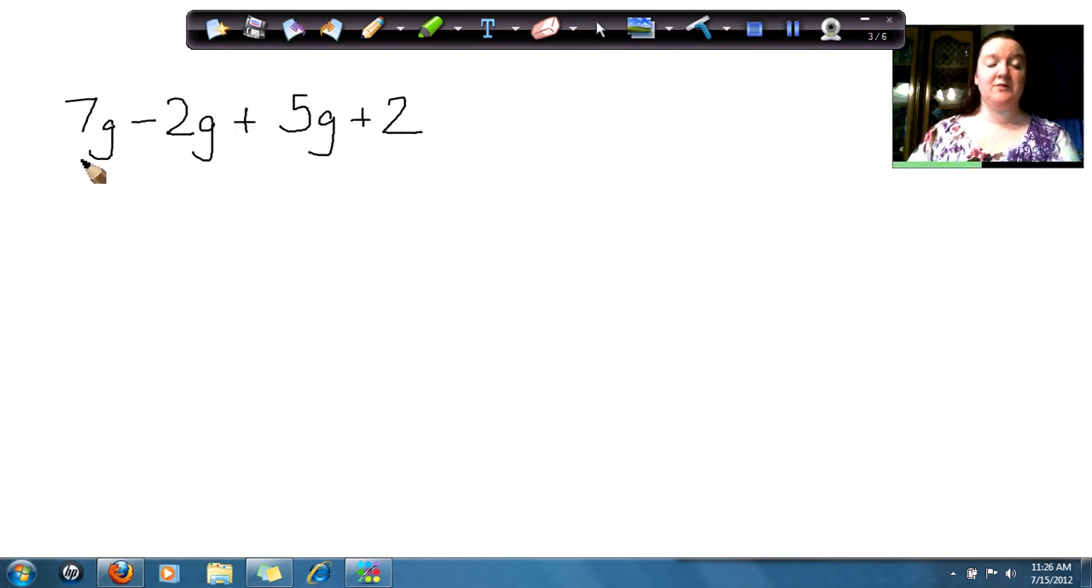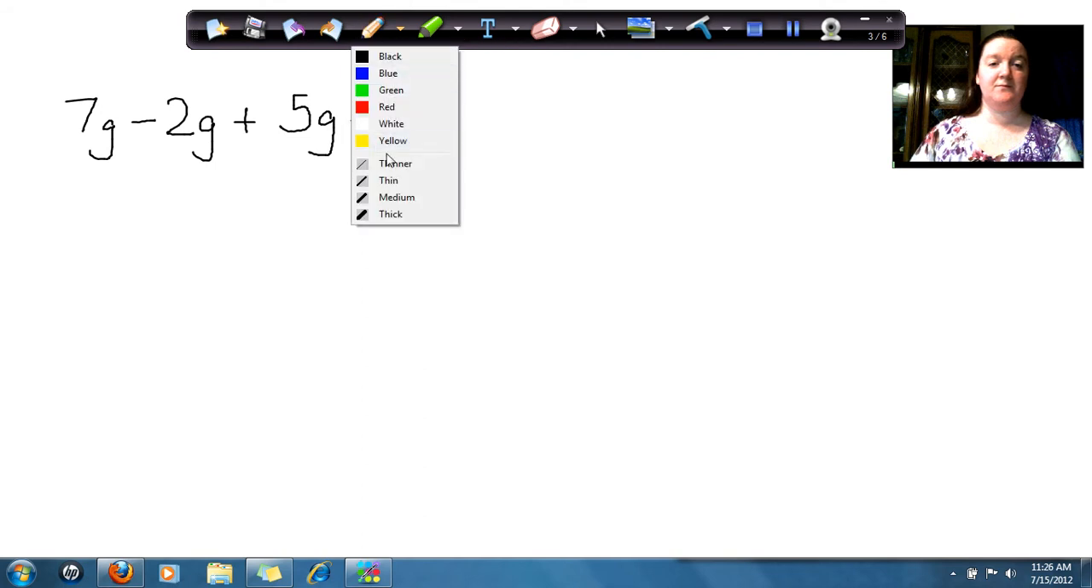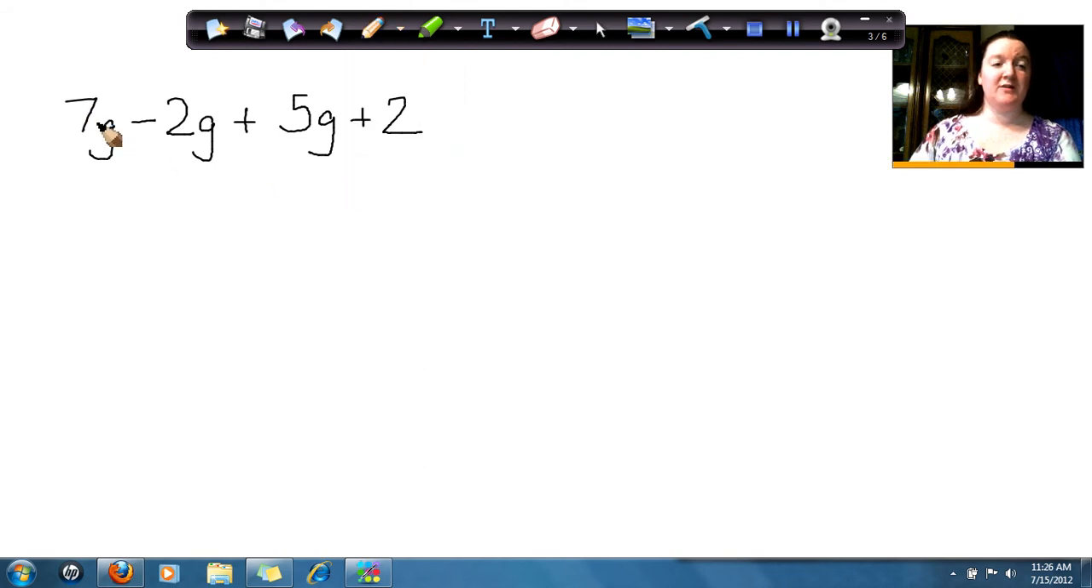Here we have 3 different terms that all have the g included in them. So if I look at this, I have 7g minus 2g plus 5g. Well, 7 minus 2 gives me 5g, plus another 5g will give me 10g. And then I'm going to drag along the plus 2 because there's not another term like it. Let's look at our next example.